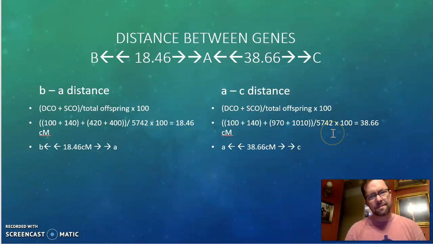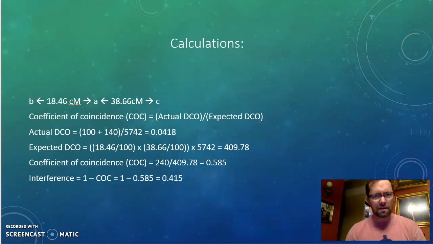We've done the same thing over here with the A to C distance. We've taken the double crossovers plus the single crossovers, divided by the total number of offspring, times 100. I've done the math here. Check me on that if you would like to, but I'm pretty confident it's right. I've looked at it a couple times. So that's pretty simple stuff. It gets a little more head scratching as we move along. You'll see some of these other calculations that we're going to look at.